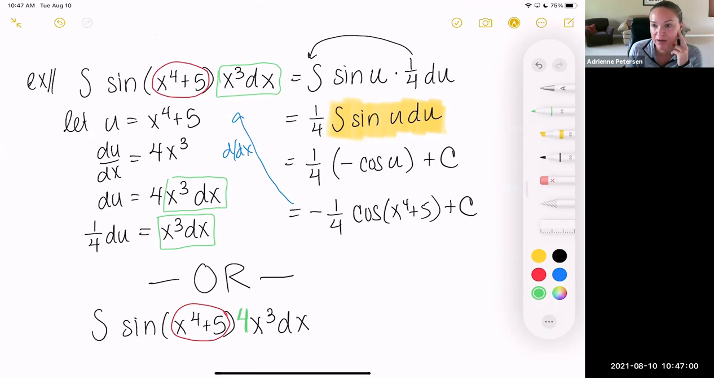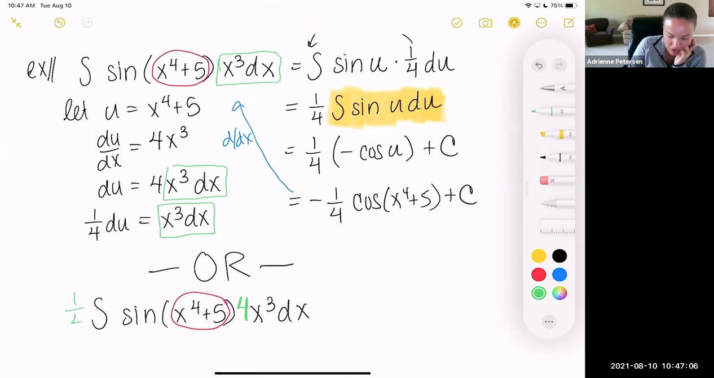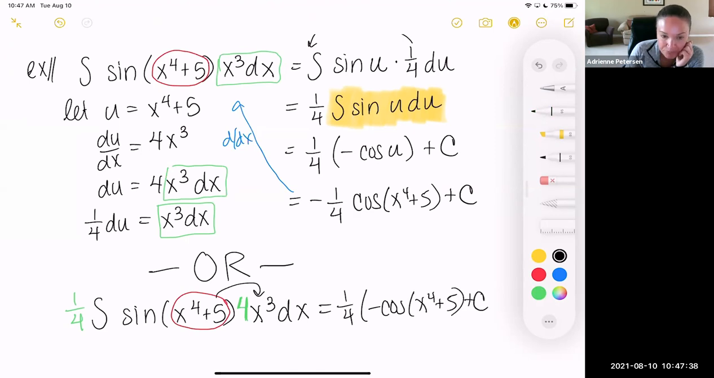Now I can't just randomly multiply by 4, right? Because that changes it. So if I multiply by 4, I also need to divide by 4. And if I multiply and divide by 4, that's multiplying by 1, which doesn't change our expression. So in my mind, what I would do quickly is recognize I need a 4, so in order to make this a net zero change, I also need to multiply by 1/4. Now you can see I can do this in my head because I see that the derivative appears right here. I would have 1/4 negative cosine of x to the fourth plus 5, plus c.